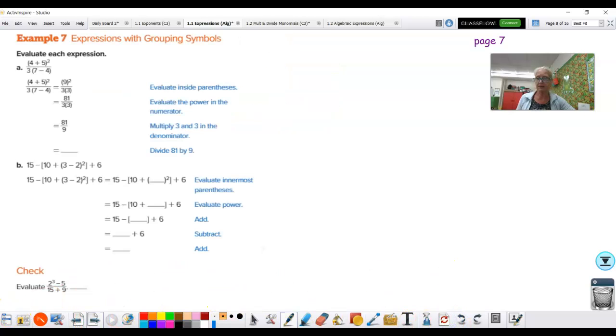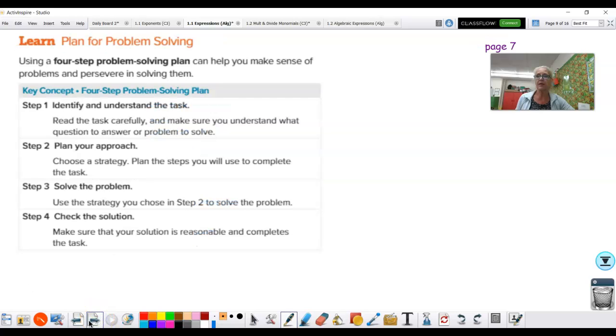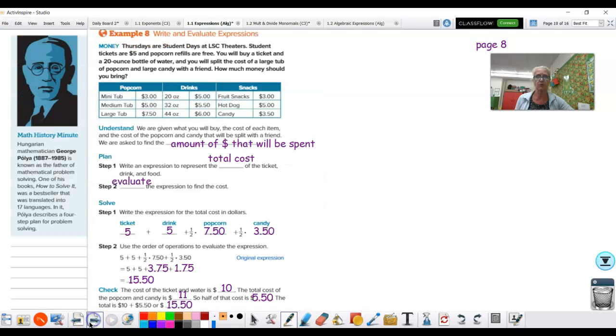Okay. You need to have a plan for problem solving. This is a good plan. Understand the task, plan your approach, solve the problem, check your solution. Good words to live by. Here we have write and evaluate expressions.